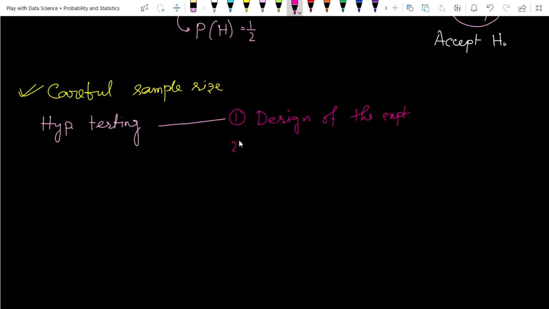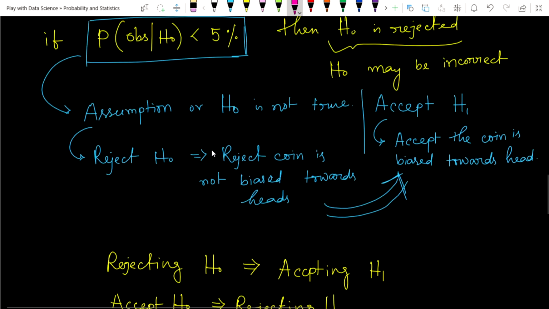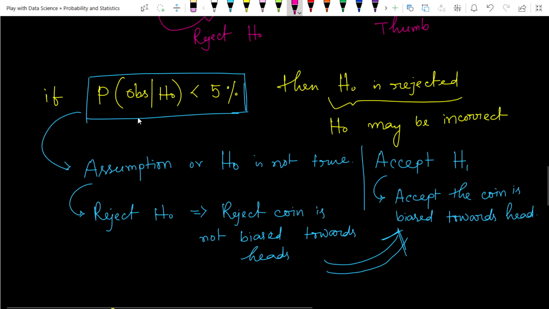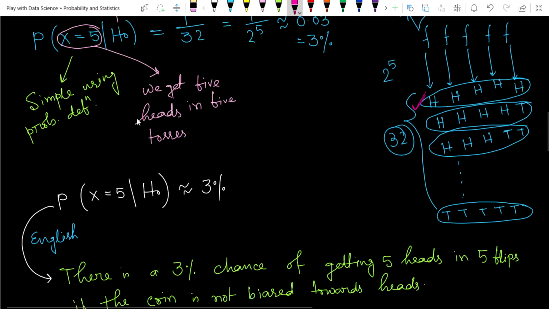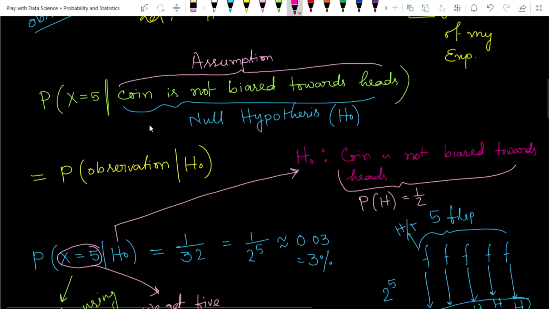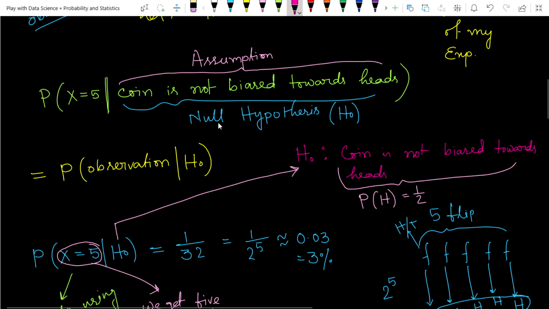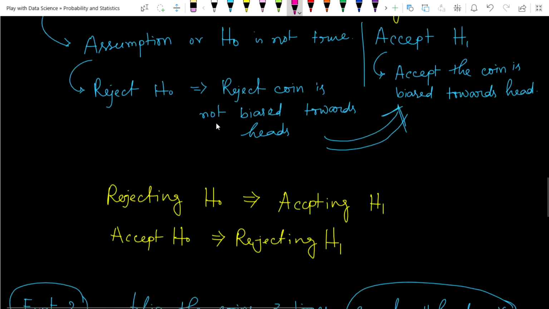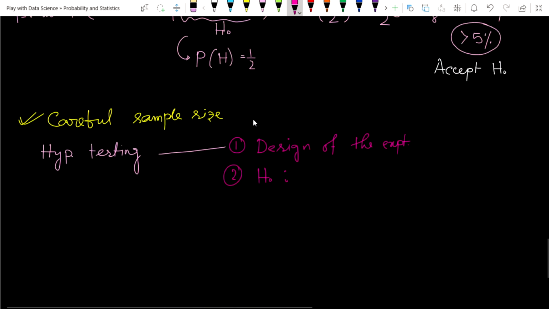Now the second thing that we have to remember is choosing a proper null hypothesis, because on the basis of that null hypothesis we will calculate the p-value. So choosing the right hypothesis is also an important matter. Here our null hypothesis is that the coin is not biased towards hits. So choosing the right null hypothesis is important.